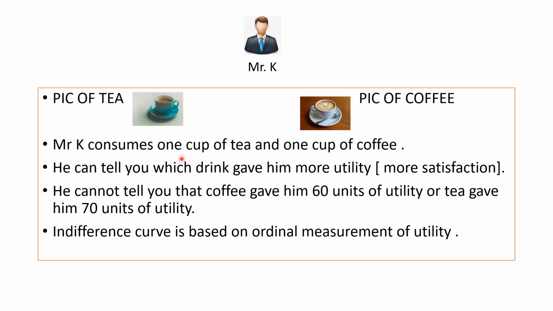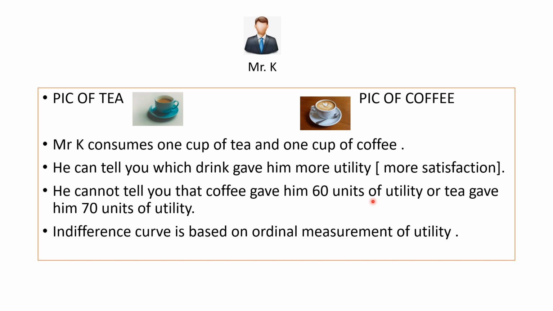Now Mr. K is consuming 1 cup of tea, and of course he is also consuming 1 cup of coffee. After having both, he will be able to tell you which he enjoyed more. That means which cup gave him more utility, which cup gave him more satisfaction. He will tell you that I prefer coffee over tea, or I prefer tea over coffee. But he will not be able to tell you that coffee gave him 60 units of utility and tea is giving me 70 units of utility, which is a very vague and not possible type of measurement of utility.